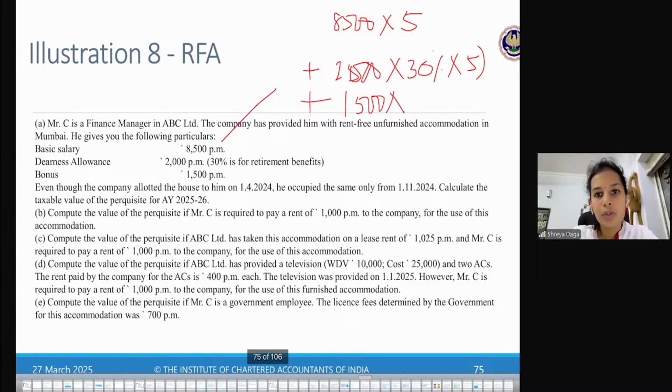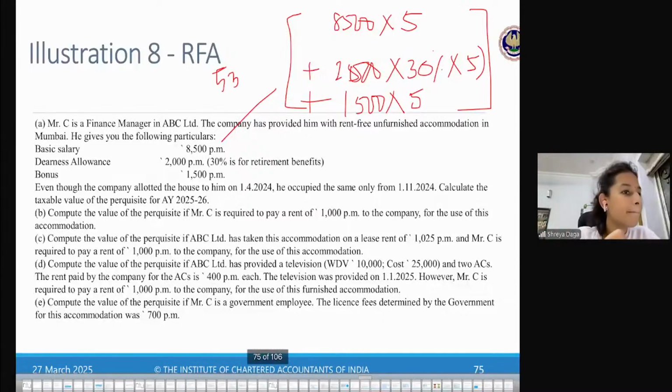So this is the meaning of salary. No other value has been given. This is the total value information that we've got. So this is the total meaning of salary. This is coming to 53,000. Have you all got it? This is coming to 53,000.